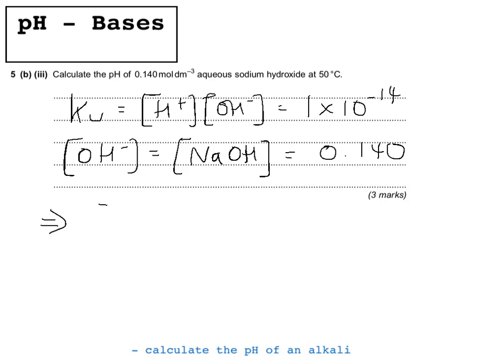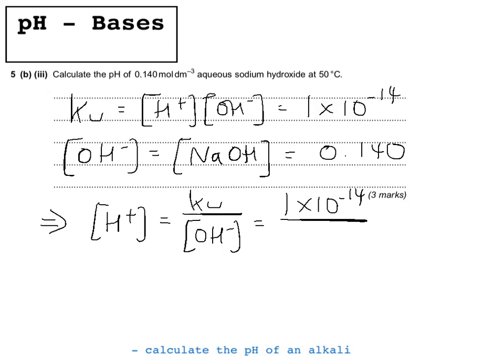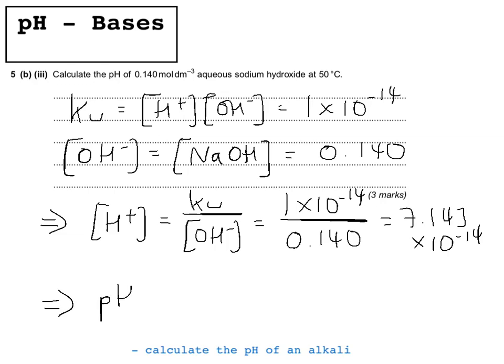That means that the concentration of H plus is going to equal Kw over the concentration of OH minus, which equals 1 times 10 to the minus 14 divided by 0.140, and that gives us 7.143 times 10 to the minus 14. If we put that into our pH expression, so pH equals minus log of the concentration of H plus, if you minus log that number, it'll give us 13.15, and that's our answer.